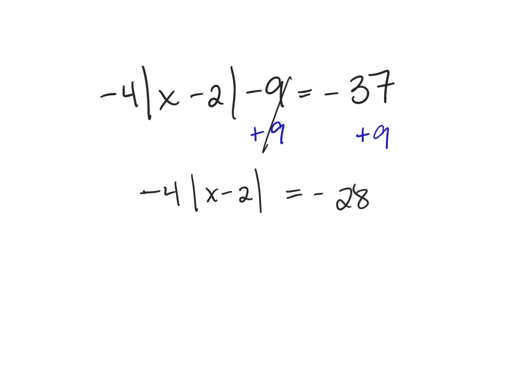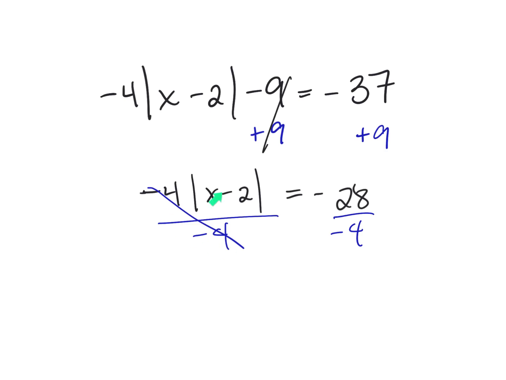I'm just going to double check my math there. Yep, negative 28. So then I need to get rid of this negative 4. Because it's being multiplied by that absolute value, I'm going to divide by negative 4. On this side, that makes that 1 times the absolute value.